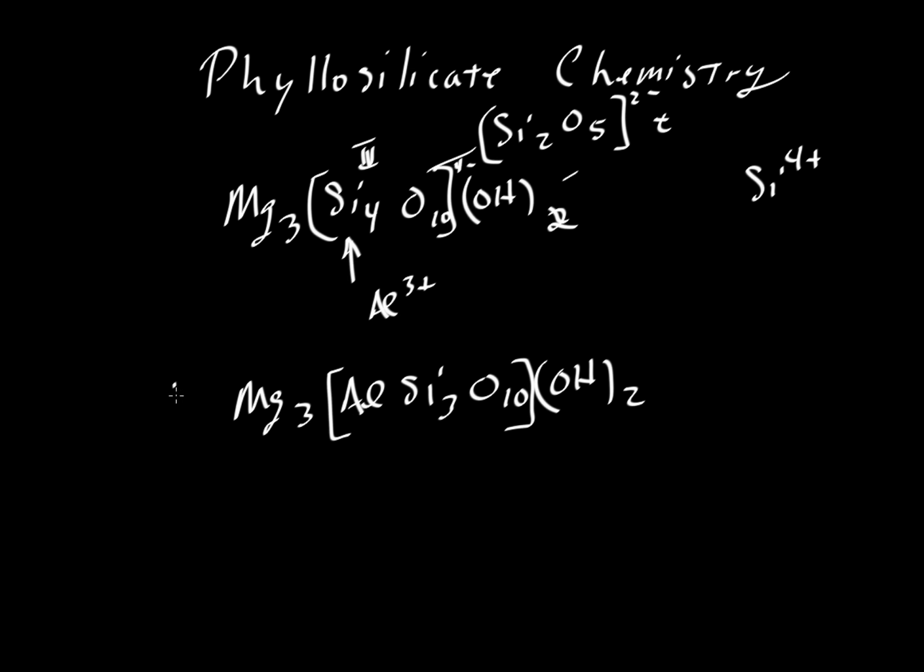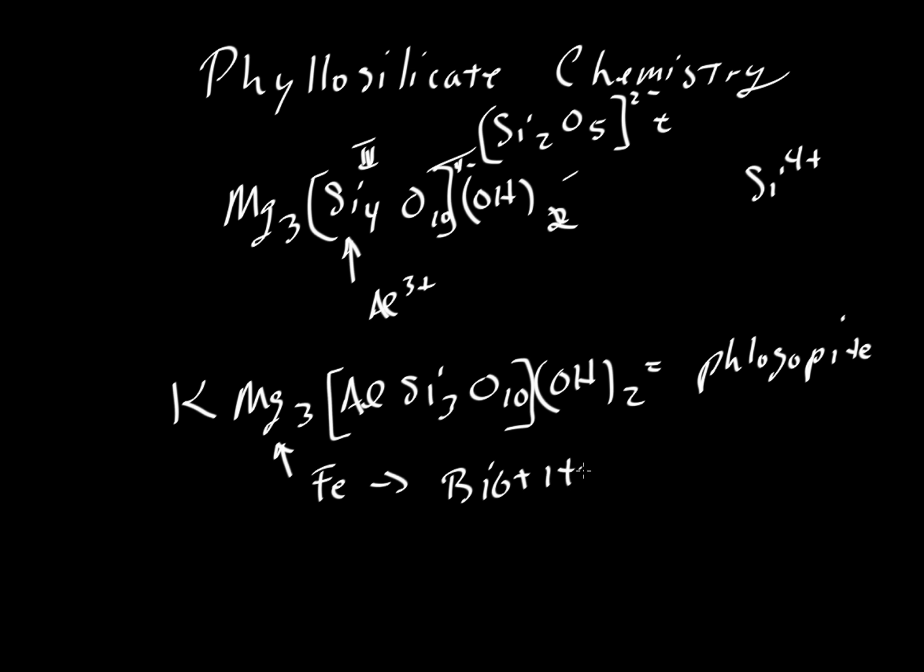The way we would gain it back is we could add a potassium atom here. And if we did that, then we would have the mineral phlogopite. And if we exchange some of the magnesium for iron, then we could get the mineral biotite. So phlogopite is a case where we've put in some aluminum into the tetrahedrally coordinated site in place of silicon.